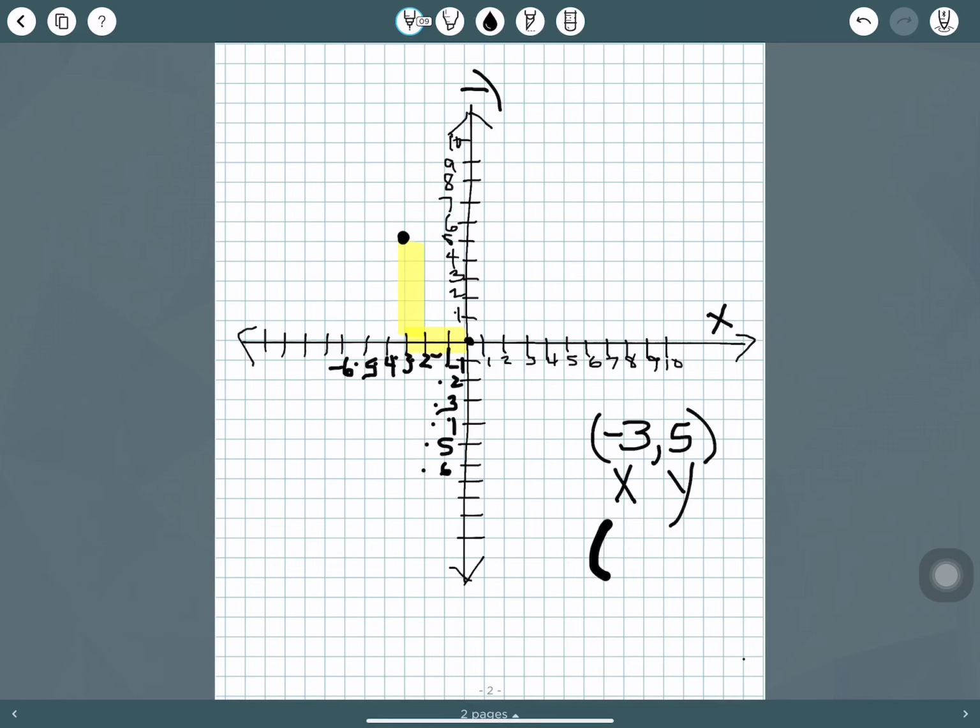What if I wanted to go, let's change that back, to 3, -5? That means I'm going to go over to 3 on the x-axis and down 5. 1, 2, 3, 4, 5. So that would be 3, -5.